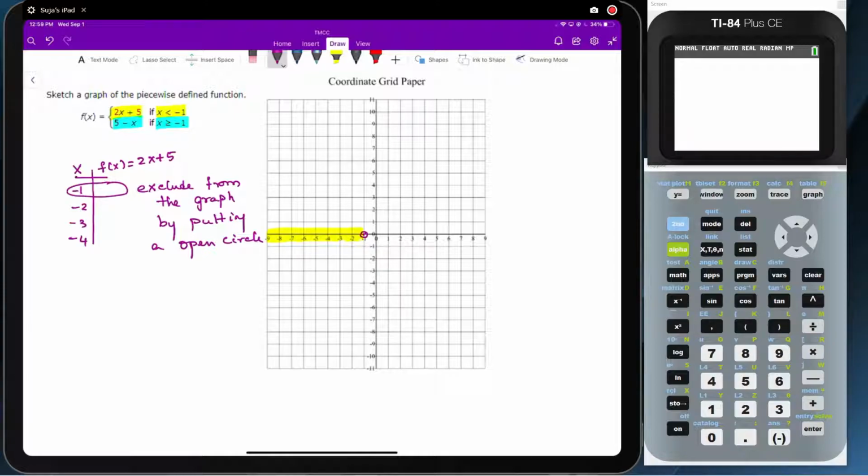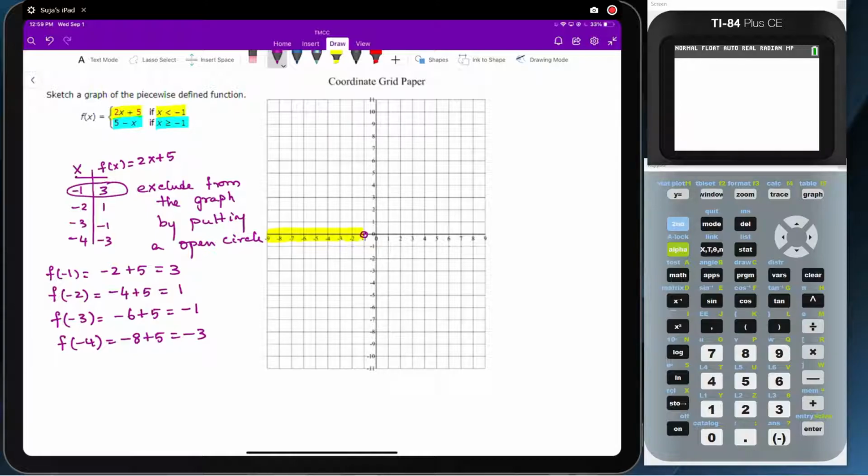So when x is -1, my f of -1 would be 2 times -1, -2, plus 5, which would be 3. Again, f of -2, 2 times -2 is -4 plus 5, which should be 1. Now f of -3, -6 plus 5, which is -1. f of -4, -8 plus 5, which should be -3. So the coordinates here are 3, 1, -1, and -3.